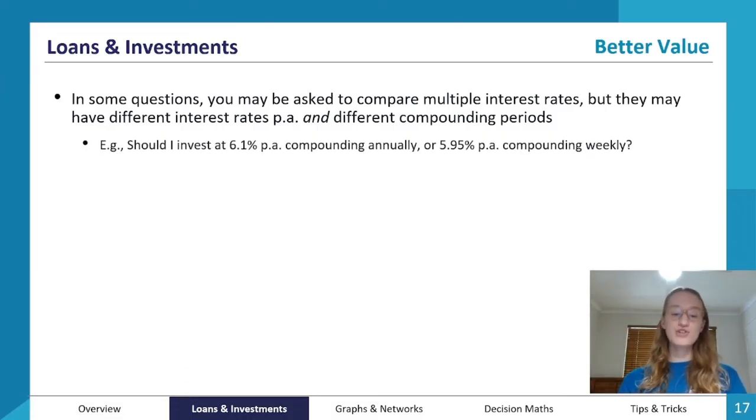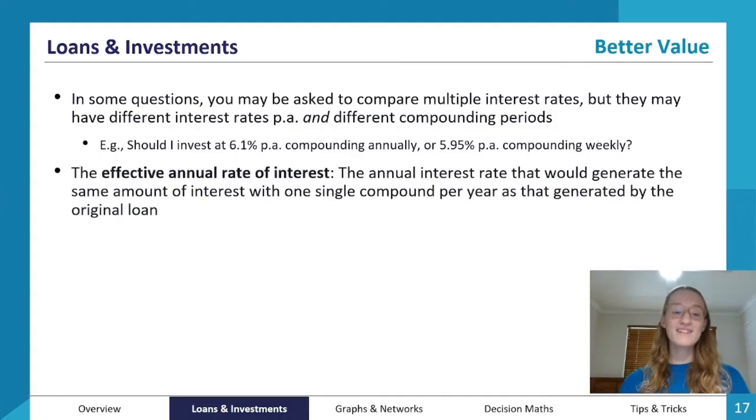So for example, should I invest at 6.1% per annum compounding annually, or should I invest at 5.95% compounding weekly? Well, this first option looks better because it's got a higher interest rate, and I know that if there's a higher interest rate, that means I'll get more money back on my return. But I also know that more frequent compounds per year means that I'll get more money back on my investment. So should I choose this option because it's got more compounds? Because we have different rates of interest and a different number of compounds per year, it's really difficult to know which option to choose.